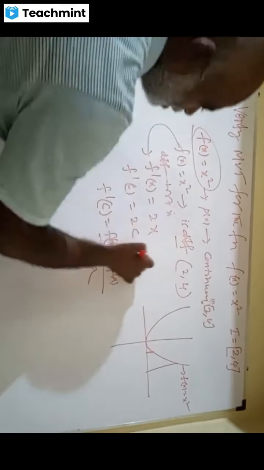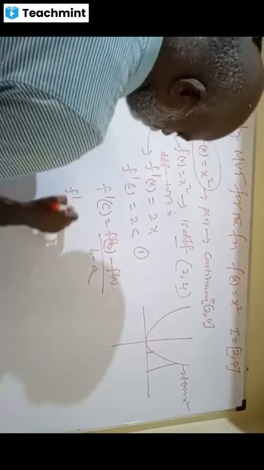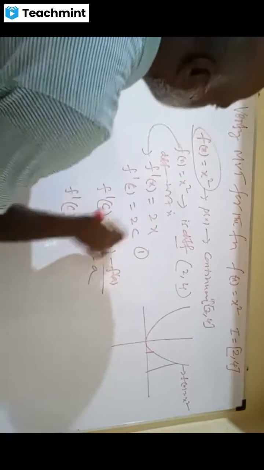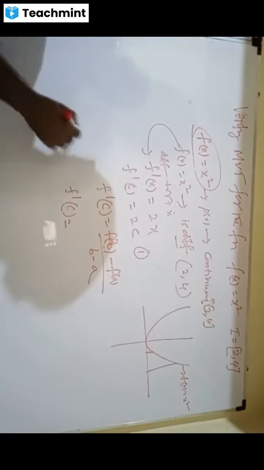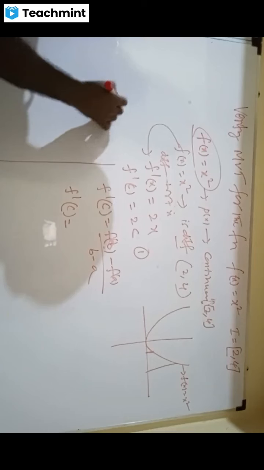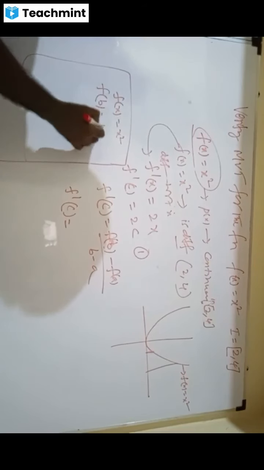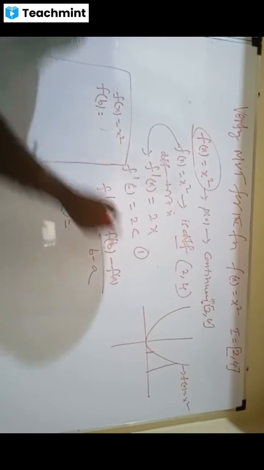Okay, that is number 1. Number 2, f dash c equals what? What is f of b? b is equal to 4.